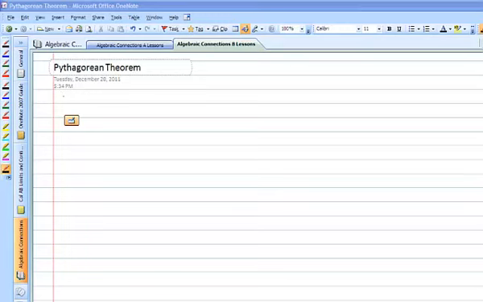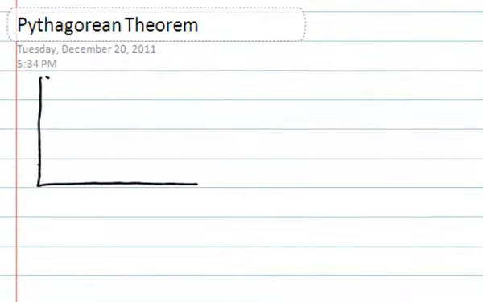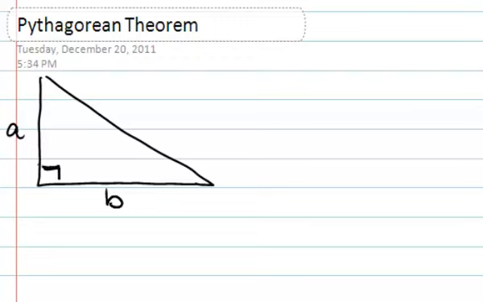The Pythagorean theorem states that if you are given a right triangle and A and B are the legs of the triangle, the legs are identified as being the sides that form your right angle, and C being the hypotenuse of the triangle. Also, you should note that C, the hypotenuse, is always the longest side of the right triangle. Then A squared plus B squared is equal to C squared.